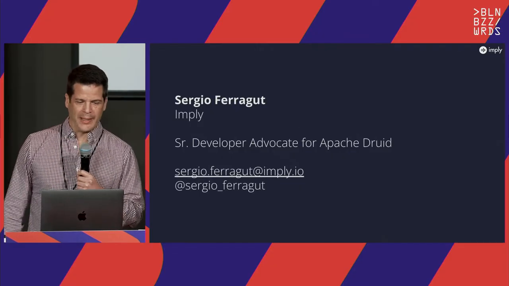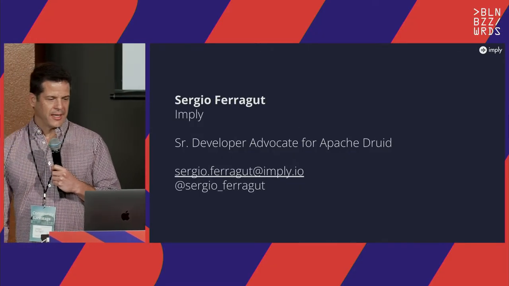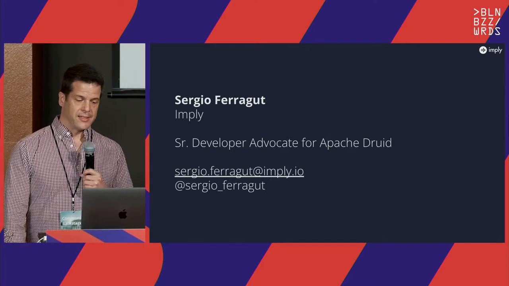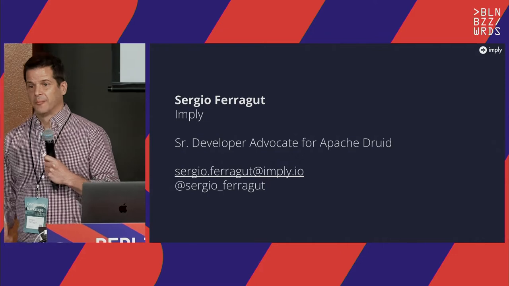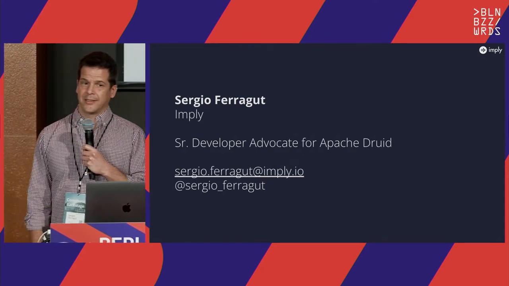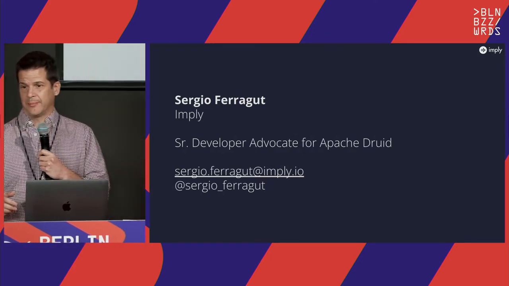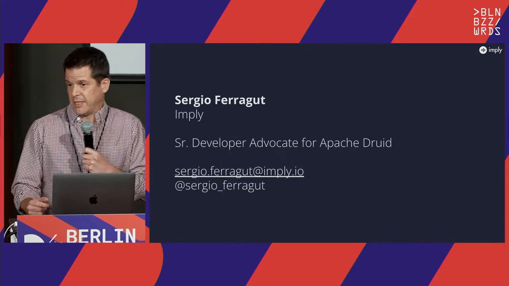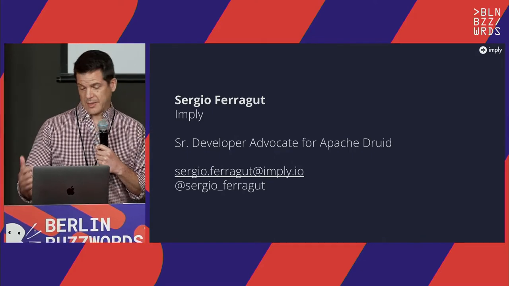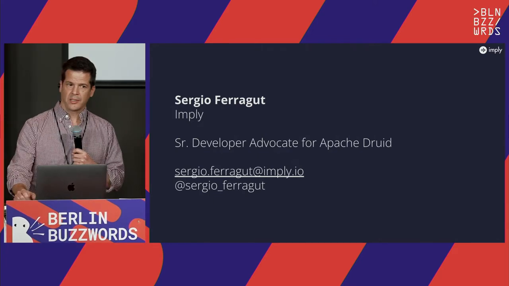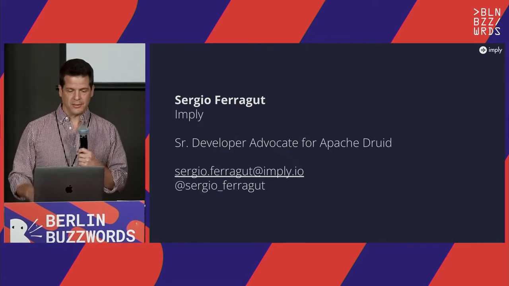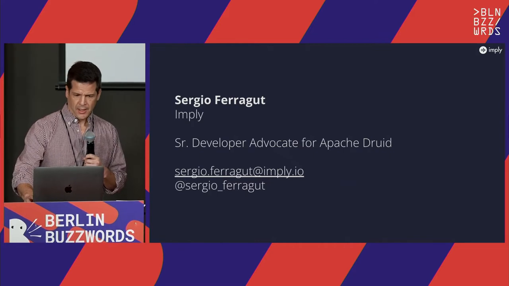Well, first, who am I? I'm Sergio Ferragut. I work for Imply as a senior developer advocate for Apache Druid. This means I promote the Apache Druid project and I help people implement the Apache Druid project in open source. Imply as a company contributes to the Apache Druid project, and we have our own products around Apache Druid.